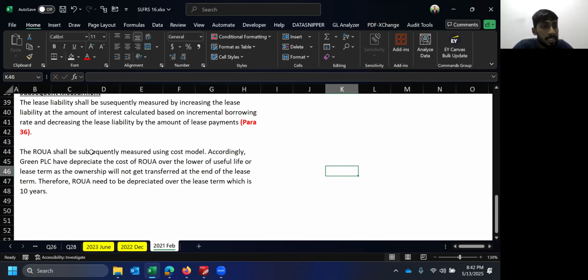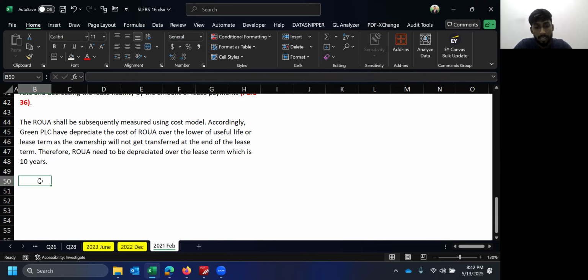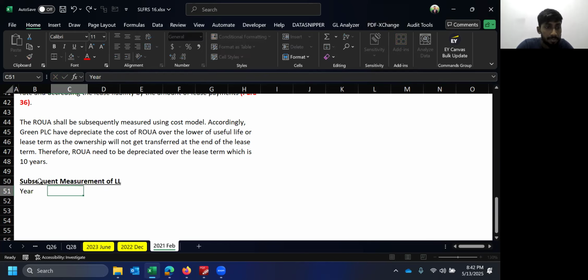So let me calculate the subsequent measurement of the lease liability. Year, opening balance, payment, opening balance after payment.